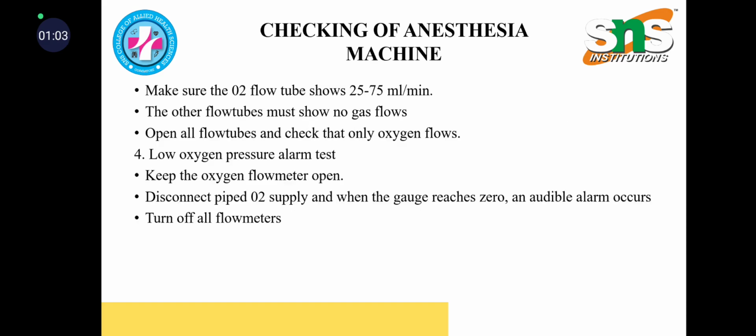Make sure the oxygen flow meter tube shows 25 to 75 ml per minute. Then the other flow meter tubes must show no gas flow. Open all flow tubes and check that only oxygen flows.